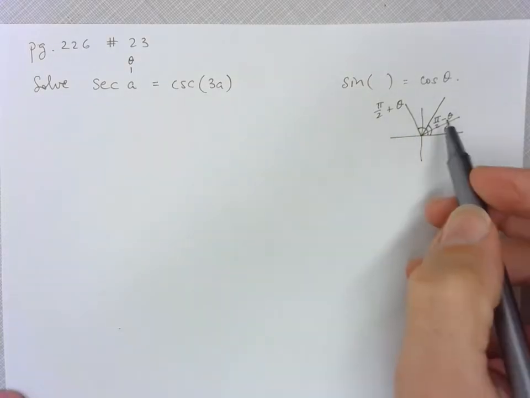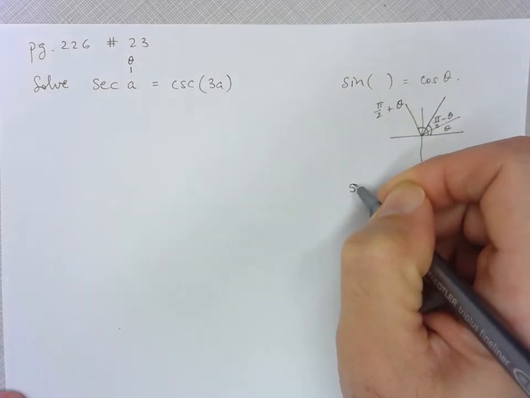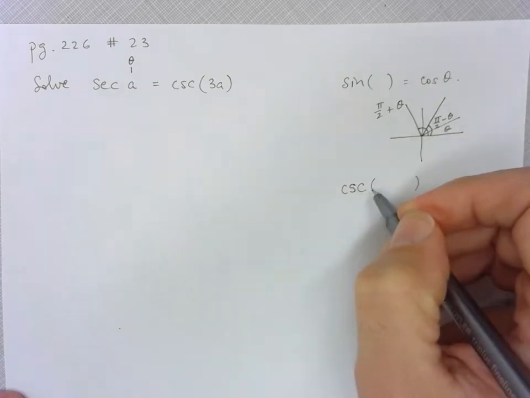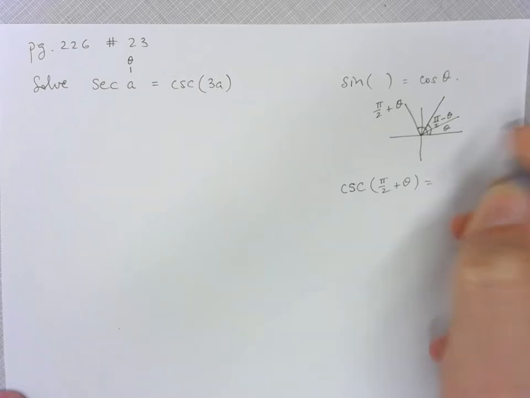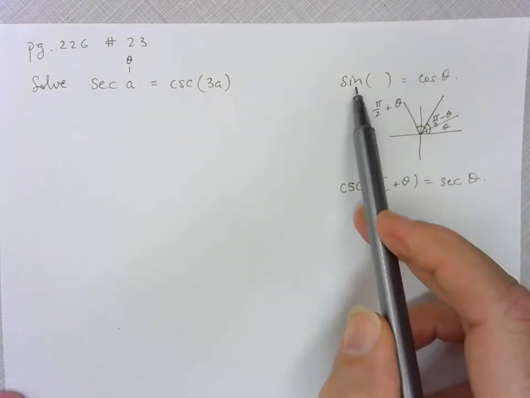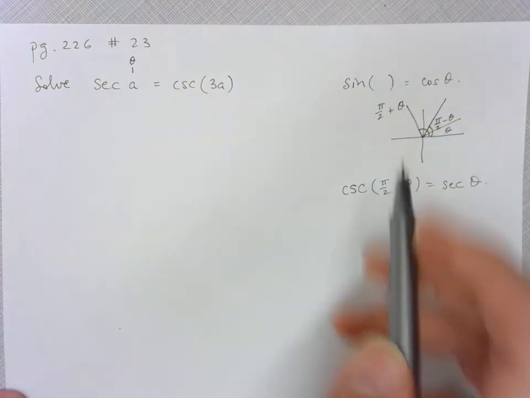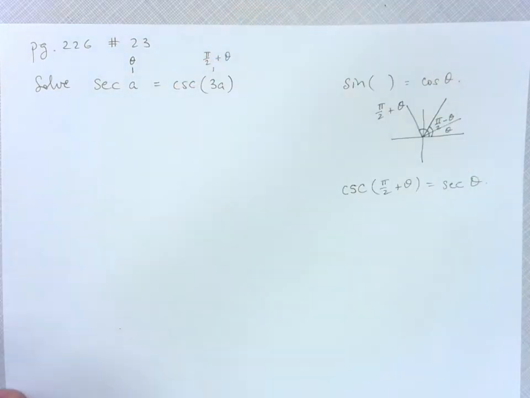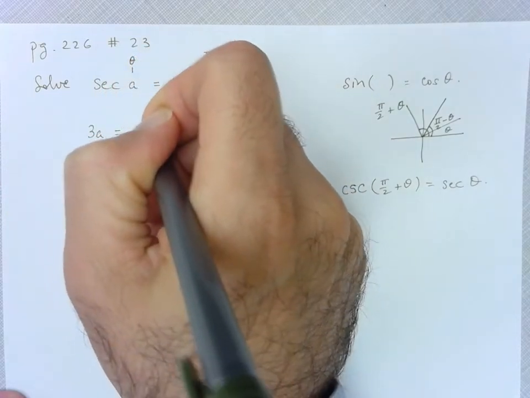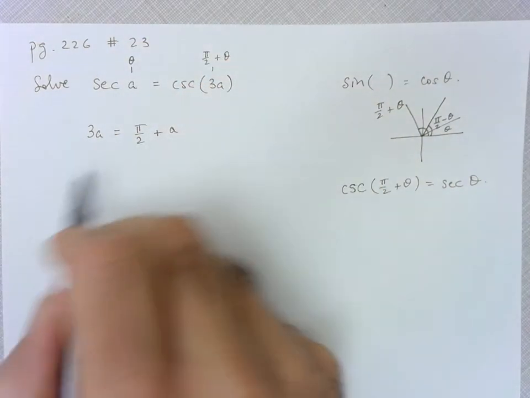Okay, so let me start with the pi over 2 plus theta. Sorry, I said instead of sine and cosine, we'll use cosecant and secant. And so we know that cosecant of pi over 2 plus theta is equal to secant of theta. So again, it was perfectly fine to work with sine and cosine, just convert it now to cosecant and secant. So if this is my angle theta, then this 3a has to be equal to pi over 2 plus theta, and this is what's going to help me determine an equation that involves a. So 3a has to be equal to pi over 2 plus my angle theta, which in this case is just the angle a. And here I've got now an easy linear equation to solve.